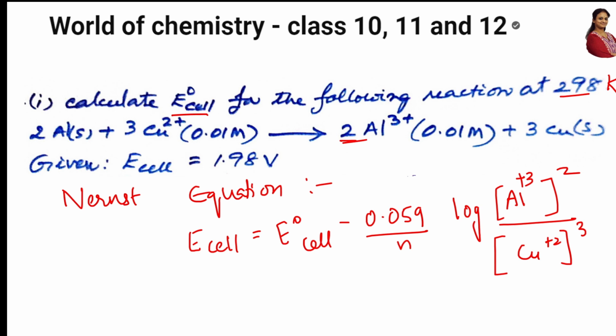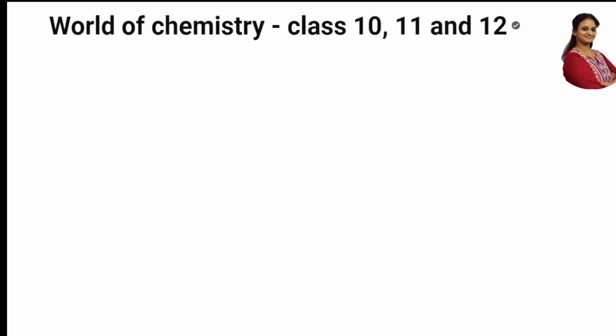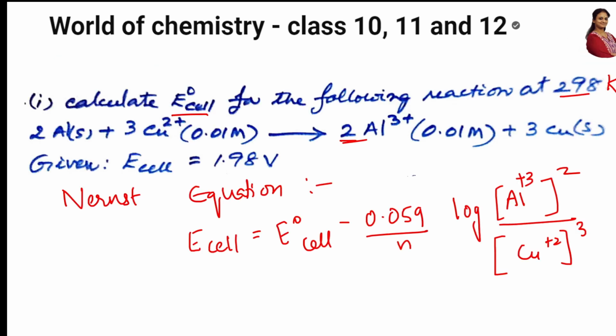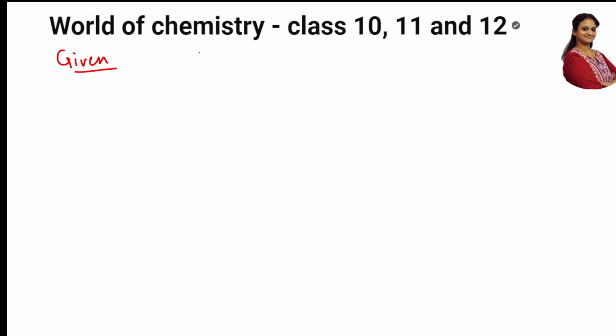Now let us write what is given to me. Did they give me n? No, they've not given me n. In this equation, I need E naught cell. E cell is given to me. First, let me write E cell. How much is the E cell value given to me? 1.98. Okay. Is n given to me? n I have to calculate.